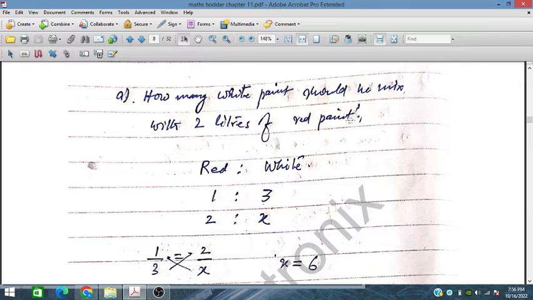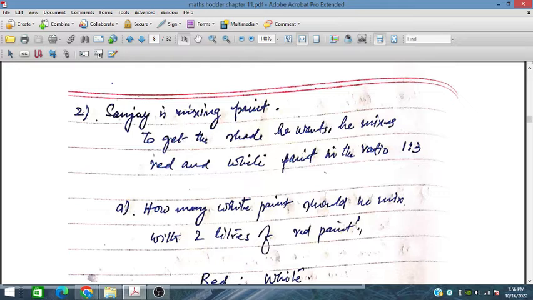How much white paint should be mixed with these 2 liters? Sanjay is mixing paints. To get the shade, he mixes red and white paints in the ratio of 1 to 3. Red is 1 and white is 3, to get different shades of red, maybe pink. So how much white paint should he mix with 2 liters of red paint?